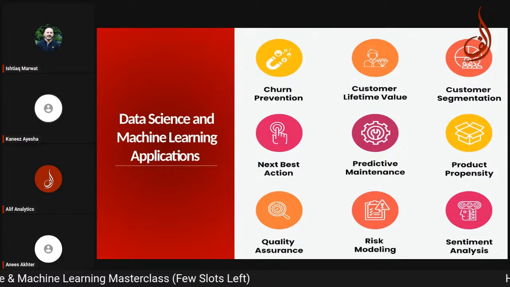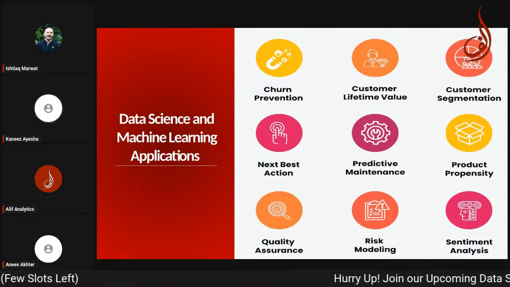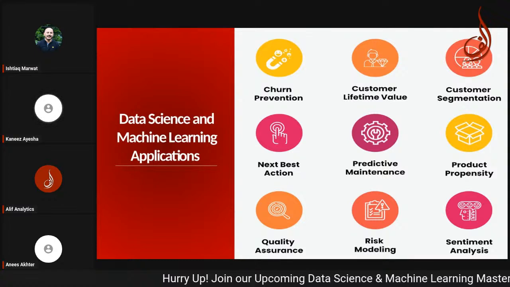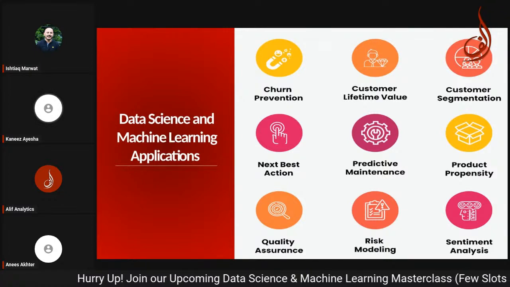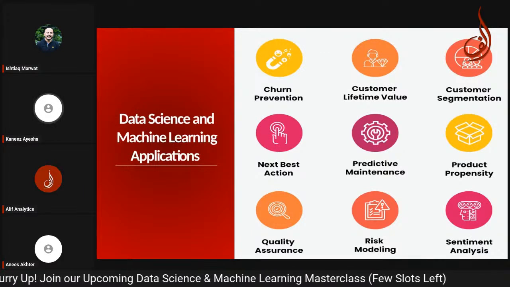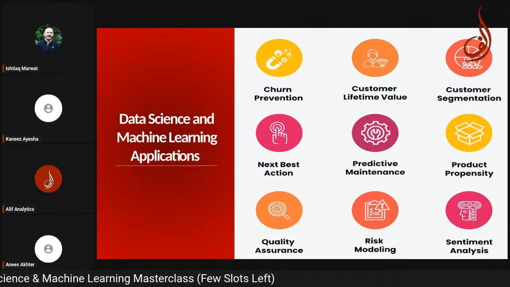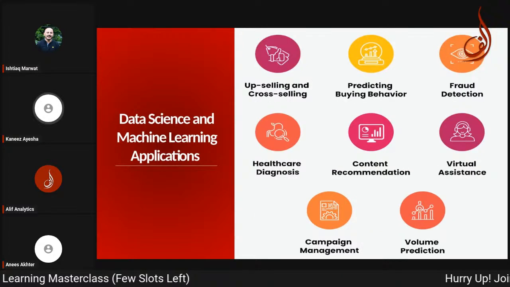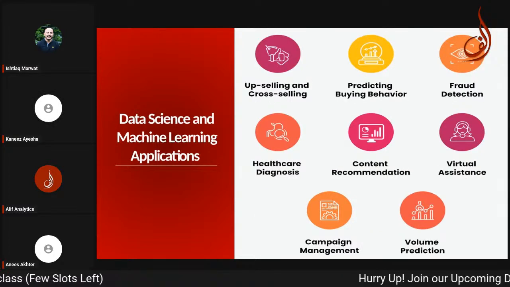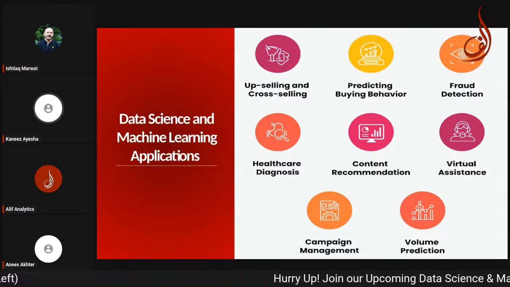Sentiment analysis predicts the emotional tone of a text, either negative, positive, or neutral. And companies use this information to understand customer opinion and attitude towards their products and services, and use this to improve their marketing and product strategies. On to the next slide. The next one is upselling and cross selling.